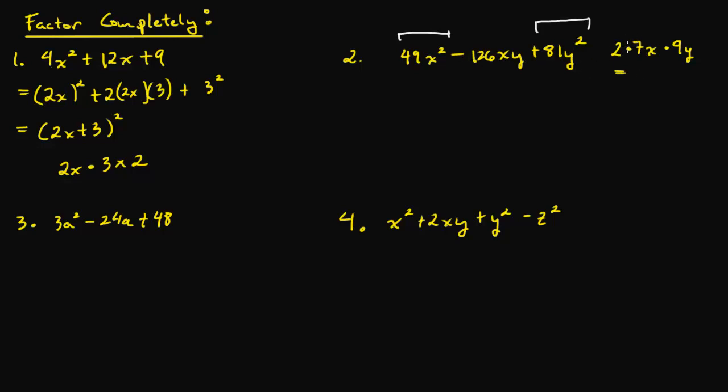Actually, let's do this first. Let's multiply 7x times 9y, which is 63xy, times 2 is 126xy. So that matches the middle term, except that we have minus 2 times 7x times 9y, so we'll get minus 126xy. So this factors to 7x minus 9y squared. And I knew that this was going to be negative because the middle term is negative again.